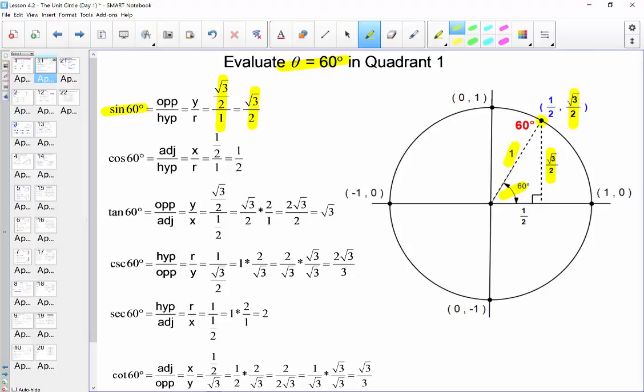The cosine of 60 degrees equals the adjacent side, 1/2, over the hypotenuse 1, which of course is 1/2, and is the x-coordinate where 60 degrees intersects the unit circle. Again, you can go through and look at the remaining four functions and pause the video now.